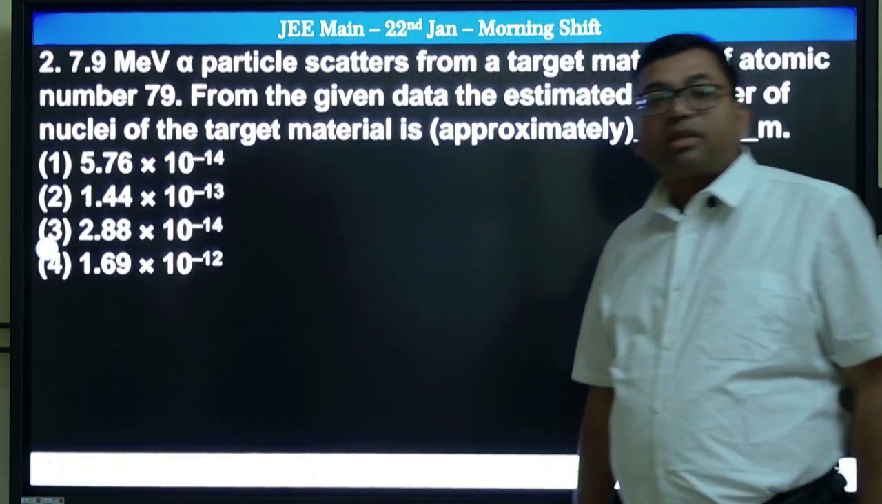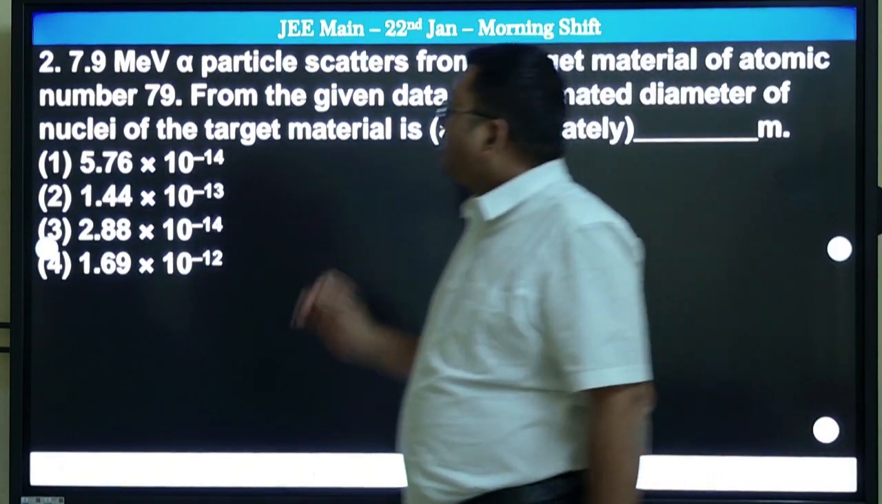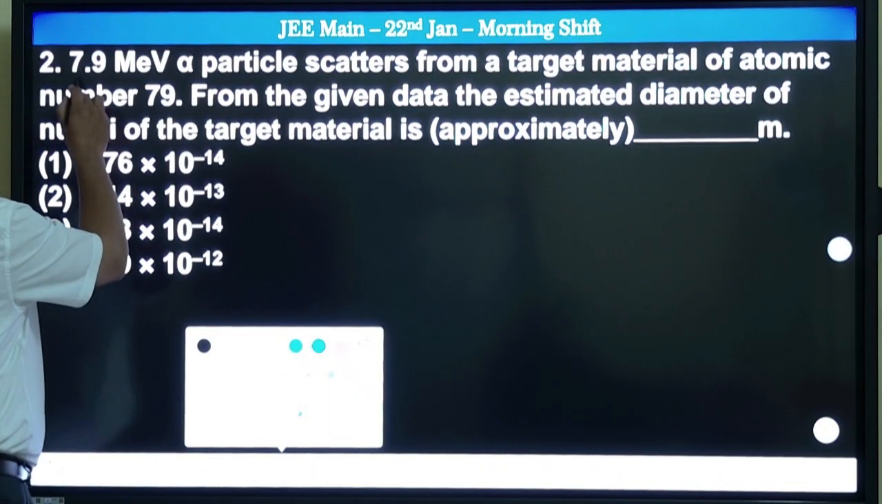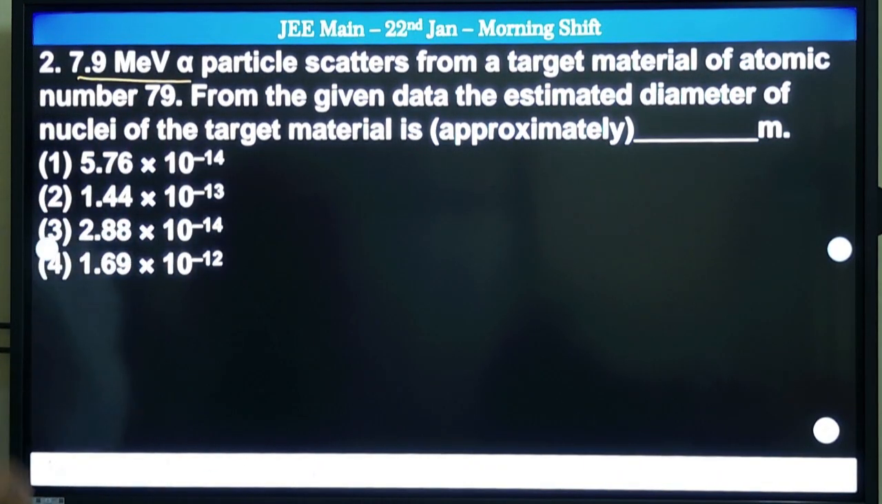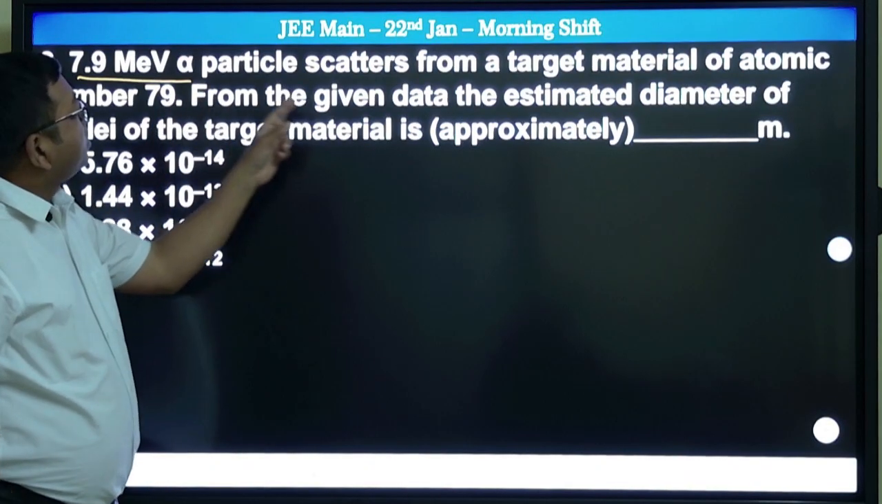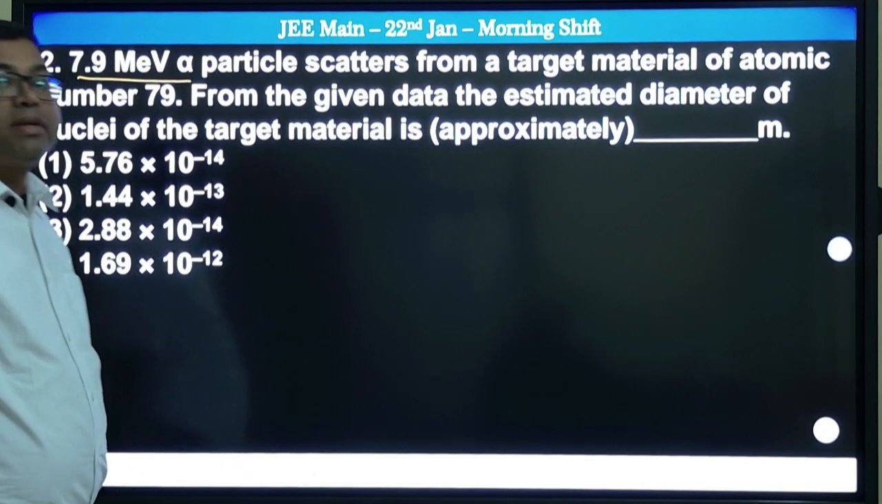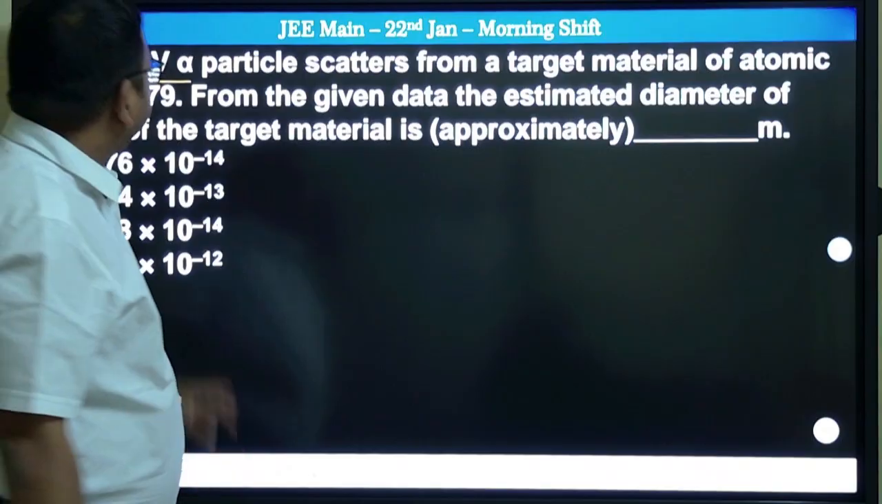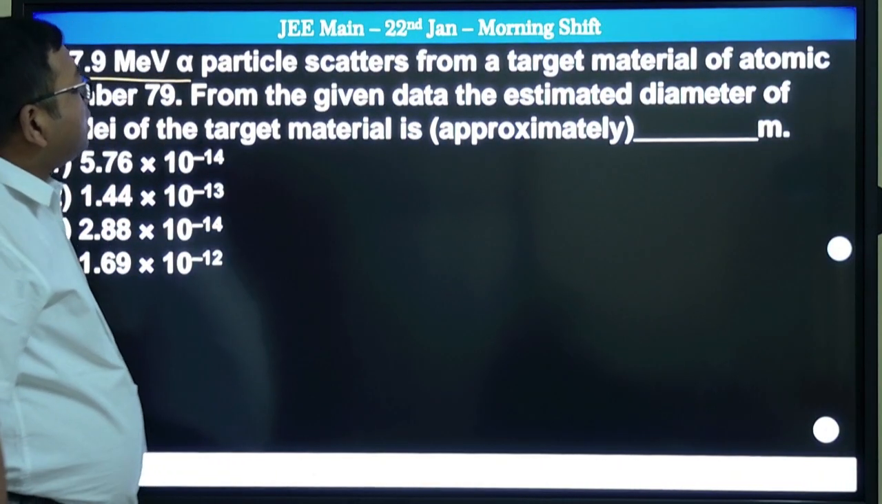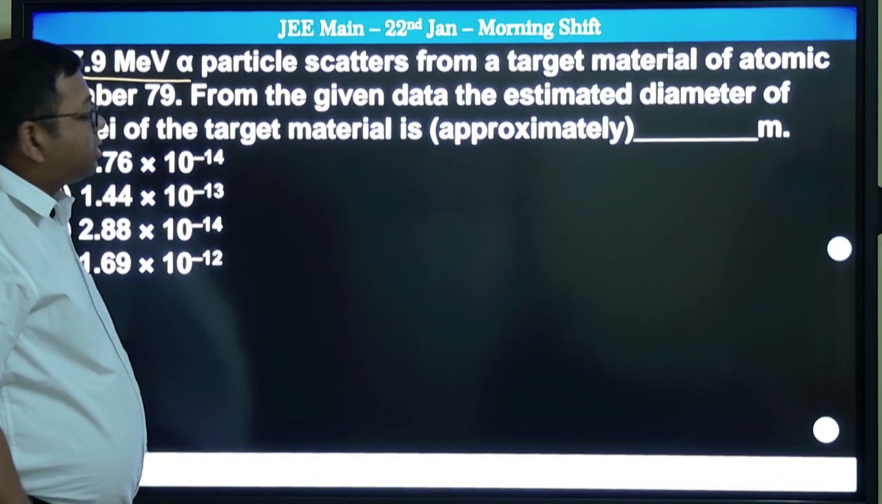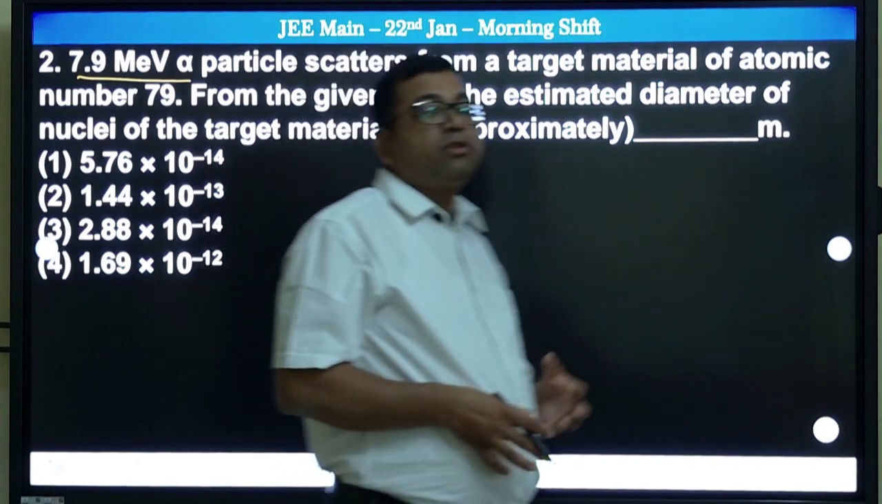Okay, let us go to the next question. 7.9 million electron volt alpha particle scatters from a target material of atomic number 79. From the given data, the estimated diameter of nuclei of the target material is, we have to calculate diameter of the nucleus.